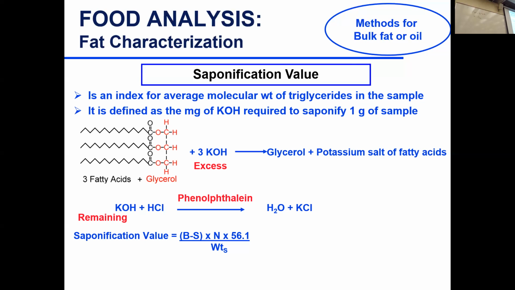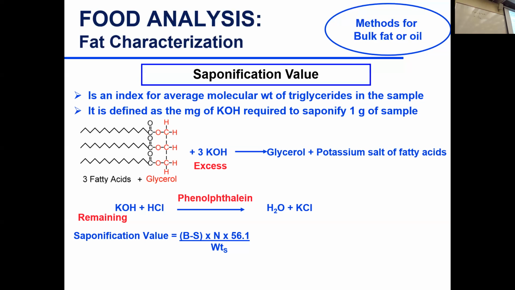We use phenolphthalein. In this case, I believe it's pink to colorless. I think it's pink in KOH, and then when you titrate, it goes to colorless. Everything in the lab is going to go from a color to colorless, except for fatty acids, if I remember correctly. So here again, it's the blank minus the sample.